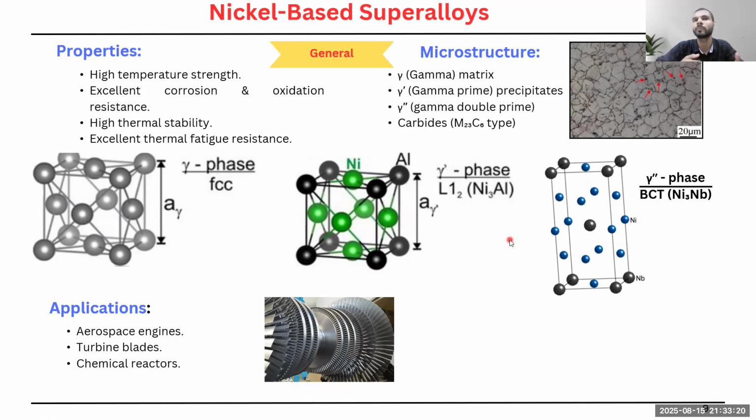And when it comes to the volume fraction, this gamma prime phase is uniformly distributed within the gamma matrix, and it will contribute around 50 to 60% in the microstructure, and the gamma double prime phase will contribute around 10 to 30%. Now, there are several applications for these superalloys.